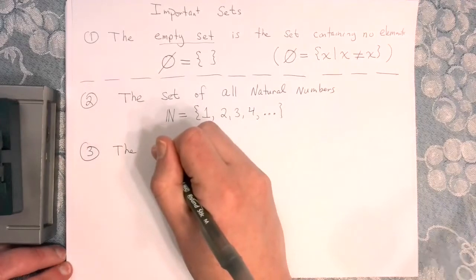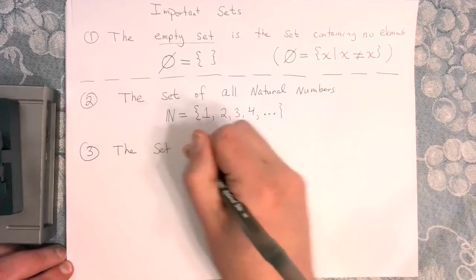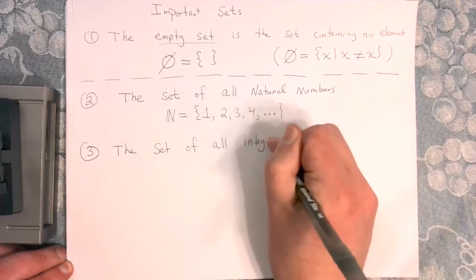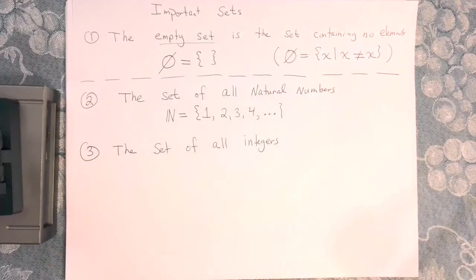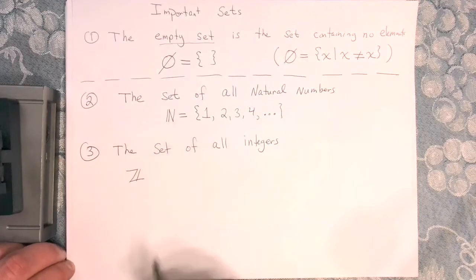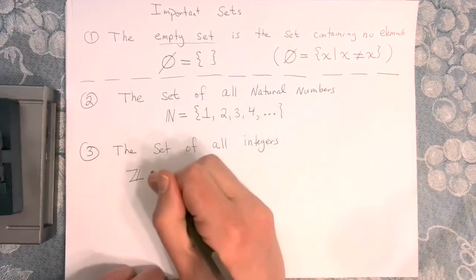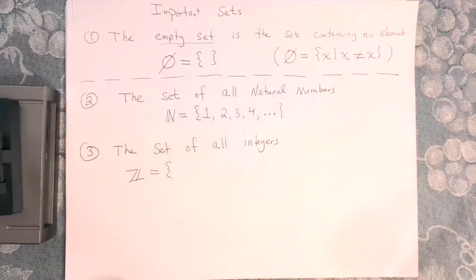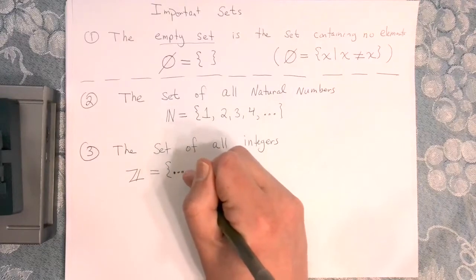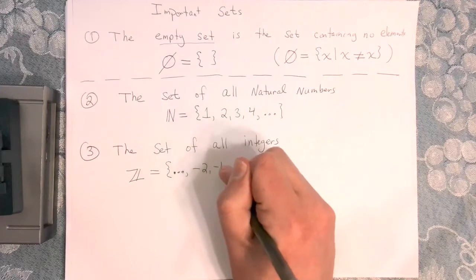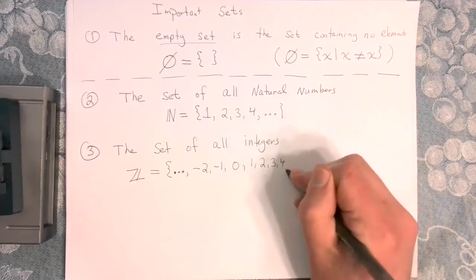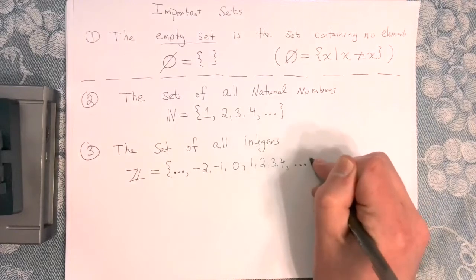This is the set of all integers. The notation we use is this Z bar. And that's equal to the set containing, well, I'm going to have a dot, dot, dot on the left, comma, let's say minus 2, minus 1, 0, 1, 2, 3, 4. And this extends forever to the right.